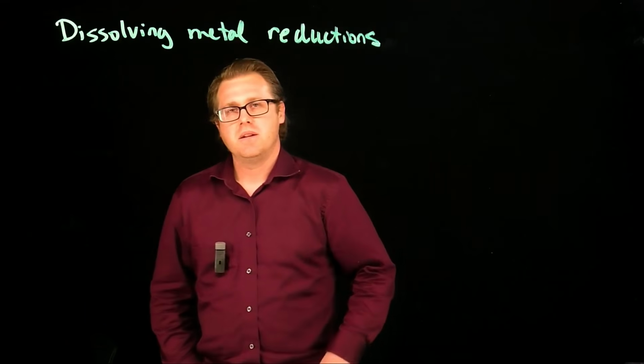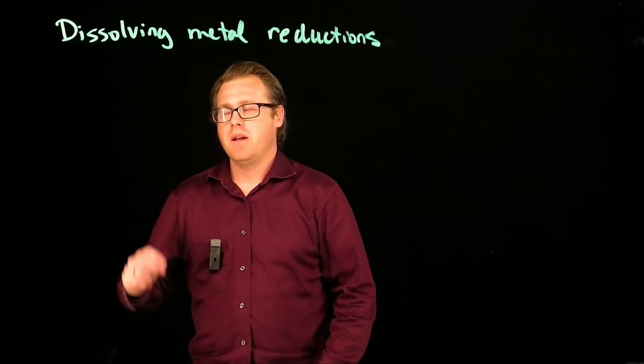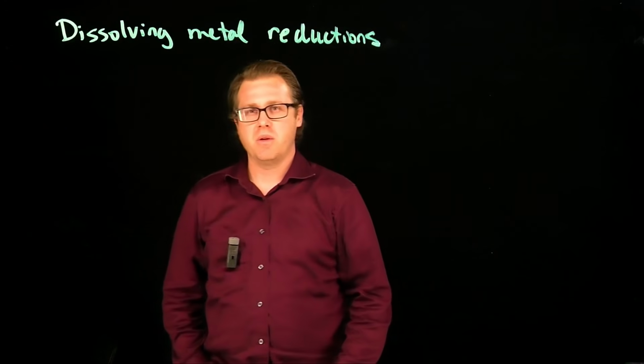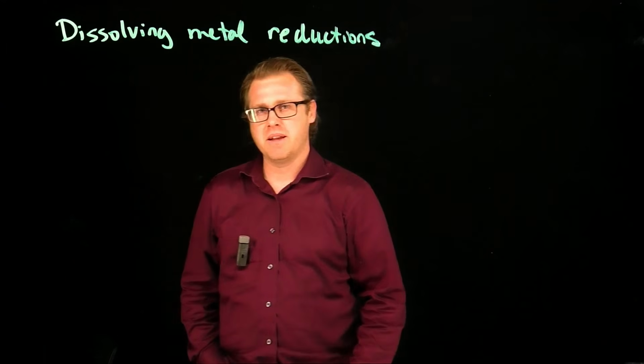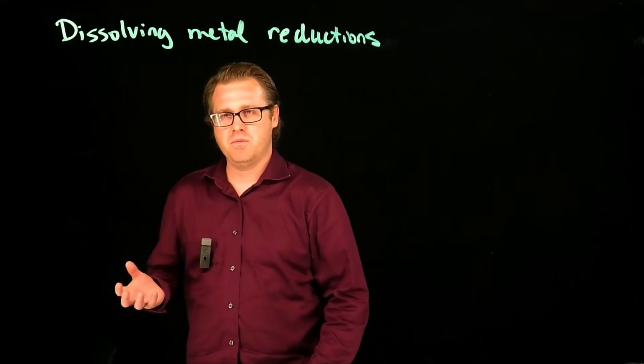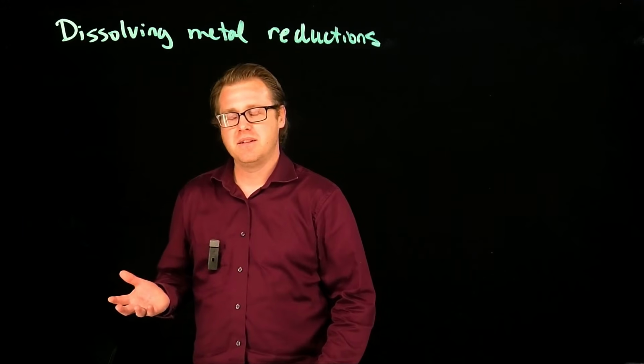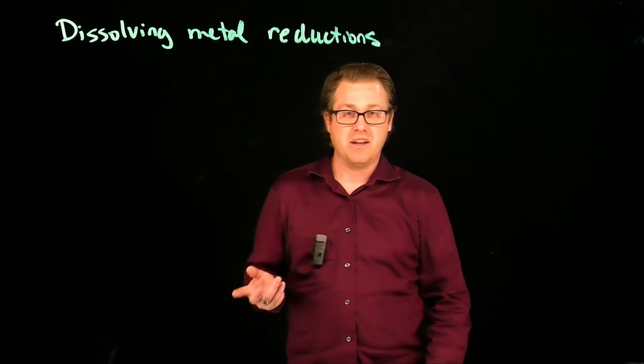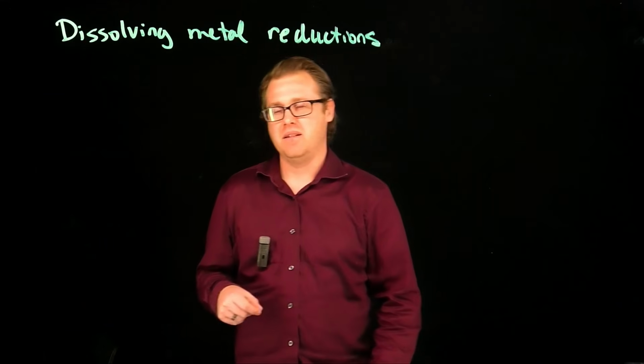Hello class. I want to take some time in showing you the mechanism of when you take sodium metal and dissolve it in liquid ammonia, and then you treat that with an alkyne. And under those conditions, what do we get? We get a trans alkene.